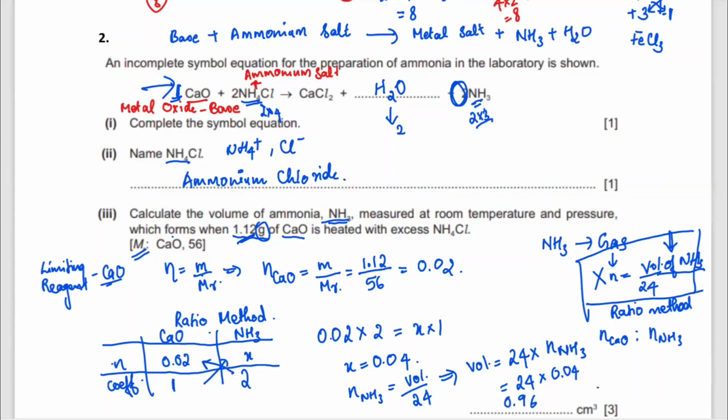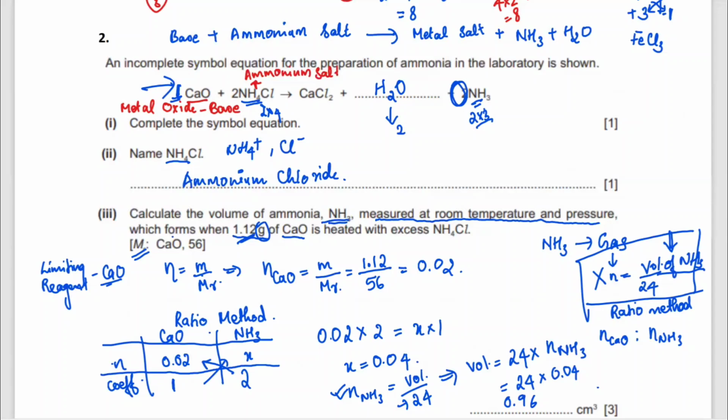I hope you understood this. We are using this formula n equals volume by 24 because it is given that all the volume calculations are done at room temperature and pressure, and according to the molar gas volume at room temperature and pressure, the volume occupied by 1 mole of a gas will be 24 centimeter cube. That is why we are using 24 over here.